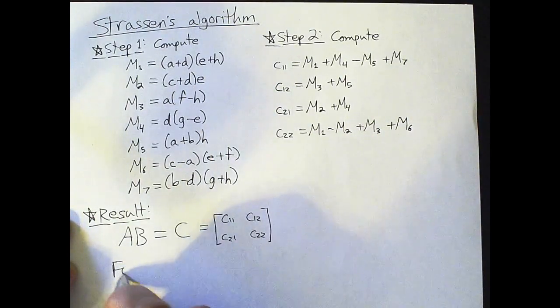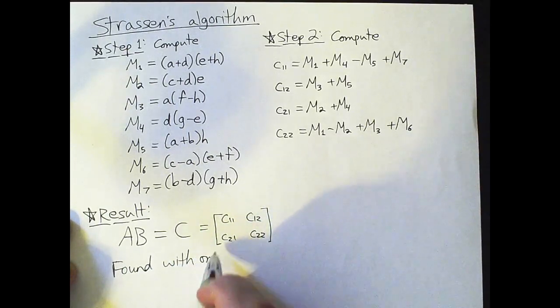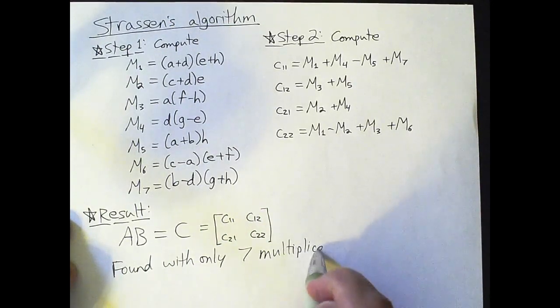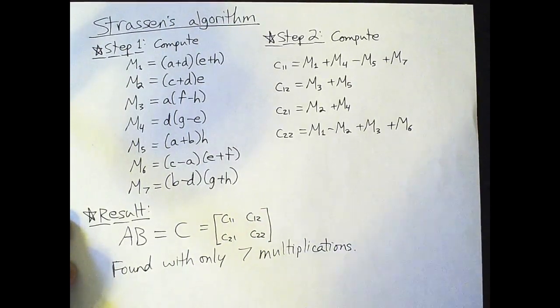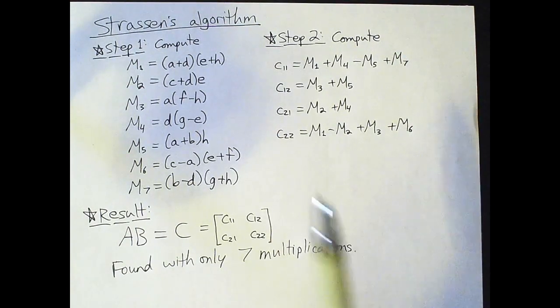However, this is found with only 7 multiplications. And we said earlier, from a computational standpoint, multiplication is considered to be more costly, and addition and subtraction is considered to be easier. What this algorithm does is it gets the correct result with only 7 multiplications, but it does more addition and more subtraction than you would usually expect.